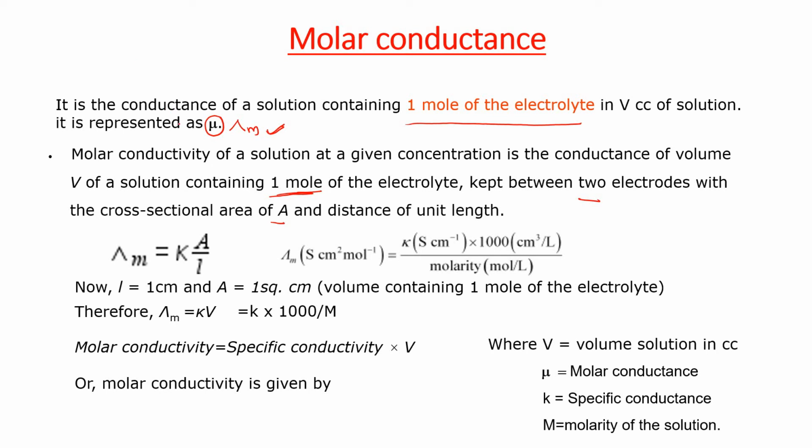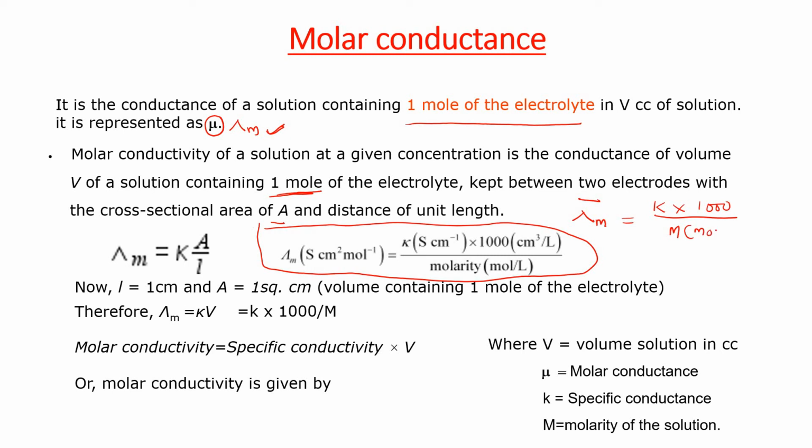Now the formula we are using for this is, molar conductivity is equal to, generally useful for calculating the molar conductivity. Very simple. Molar conductivity is equal to specific conductance K into 1000 by molarity. If they don't give molarity, we can take mole per liter, mole per liter or molarity. With this formula we can calculate molar conductivity.